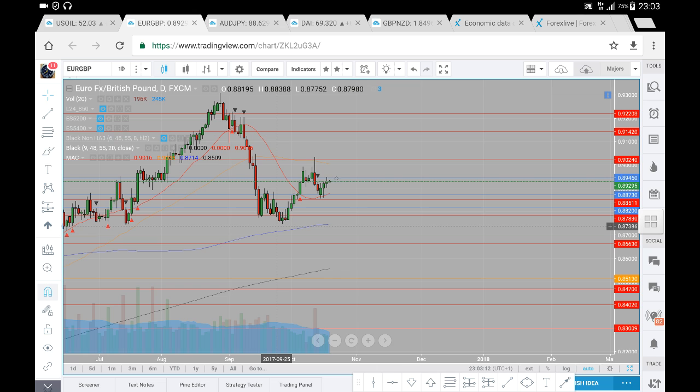you'd say would give us a bias towards the bullish side and a possible retest of 90.24 to the upside. So that should wrap up the euro pound analysis.